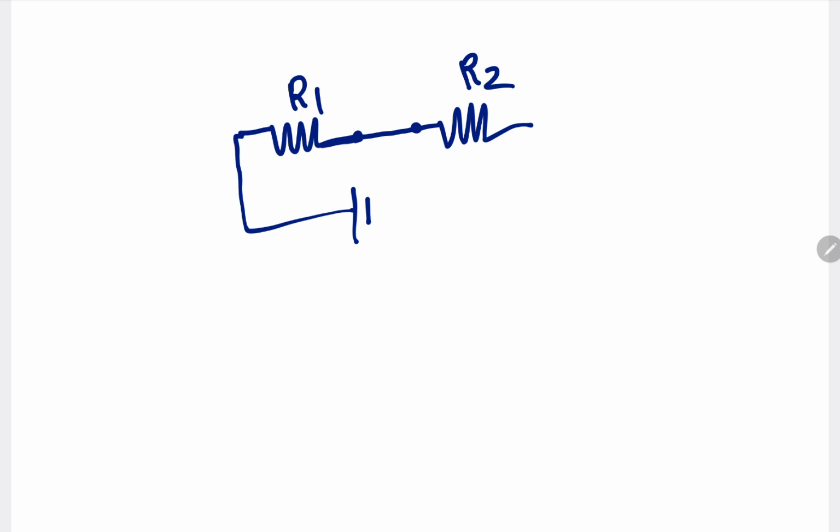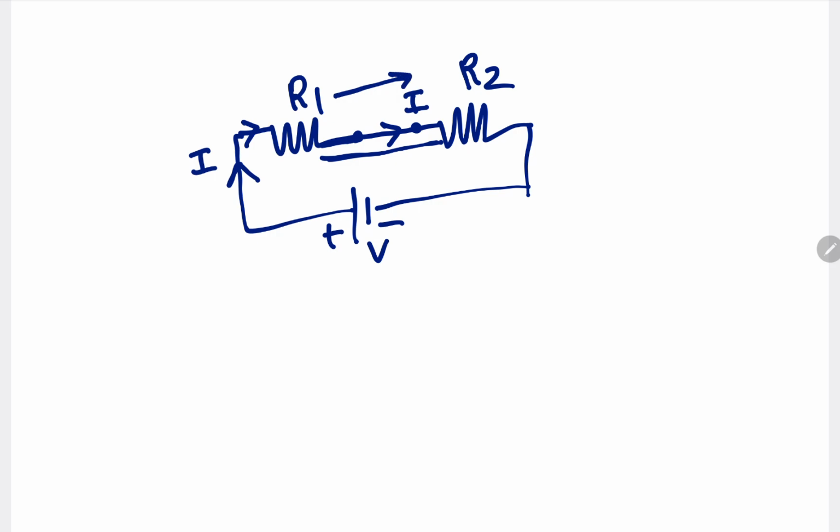Let us say this is R1 and it is R2. R1 resistor's second end is connected to R2 resistor's first end, and both are connected with the power supply. Let us say this is a power supply V and current I started flowing, here also I and here also I. From R1 to R2 there is only one path for the current. From R1 to R2 current is not dividing, therefore R1 and R2 are connected in what connection? R1 and R2 are connected in series connection.